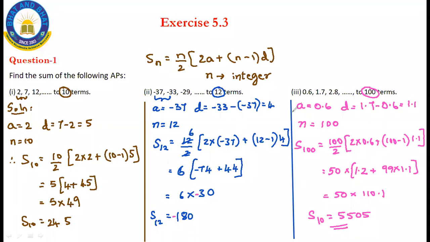Yes. But one more zero did not appear. Shall we move ahead? Shall we go to the next one? Yes.